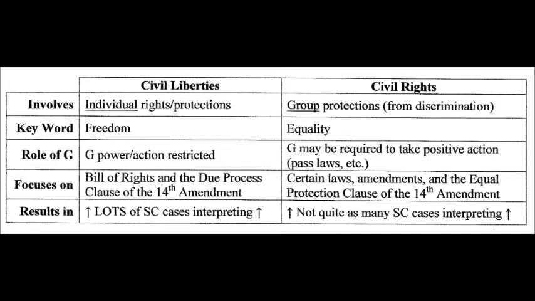As you can see, the two concepts are pretty different. When you're talking about civil liberties, you're talking about the individual rights that you have, the protections against government actions that protect you as an individual. The word we mostly throw around with regard to civil liberties is freedom, obviously a synonym for liberty. What we want the government to do is to just not do something that violates our rights. We want the government to refrain from doing certain things. The power of the government is limited and restricted when you're talking about civil liberties.